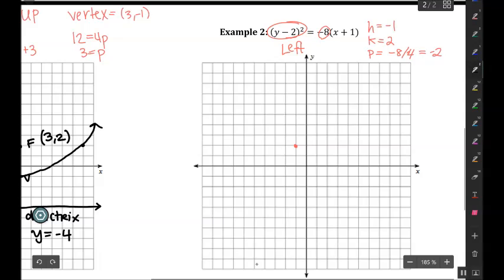Let me switch colors because it's a little easier to see. And our direction is left, and it's going to count 2, count 2, count 2. Our focal width is 8, so we're going to go up 1, 2, 3, 4 from the focus, down 1, 2, 3, 4 from the focus. There she is.